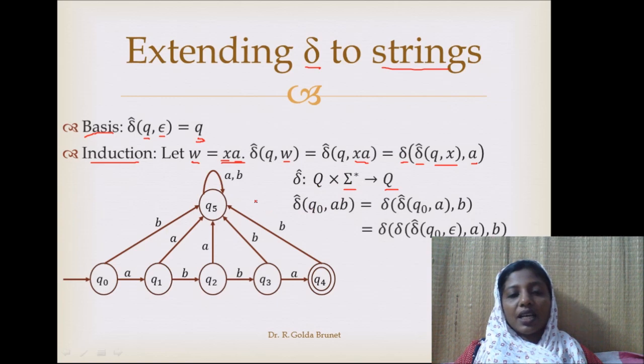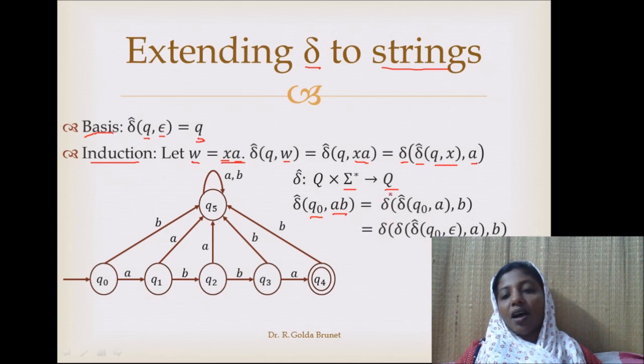Now let's consider an example. We have seen this machine ABBA, and now we want to find out what is the transition when we start from q naught and accept the string AB. So this AB is our w now, which we can split as A followed by B. Now this x, the string x, is actually A, and the symbol a is represented by B.